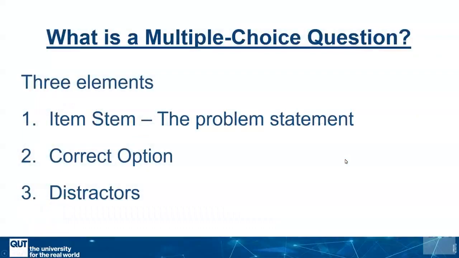Multiple choice questions contain three elements. They have the item stem, which we call the problem statement. It contains all the information necessary to answer the multiple choice question. We obviously have a correct option, which is the correct answer to the question. We then have what we call distractors. These are incorrect answers presented as alternatives to the correct answer.